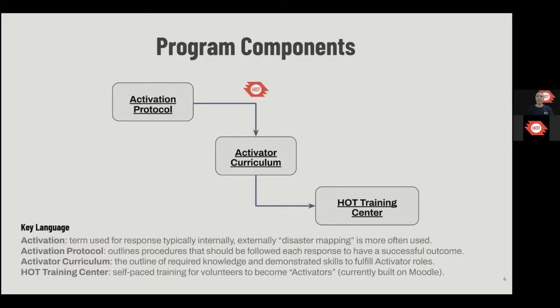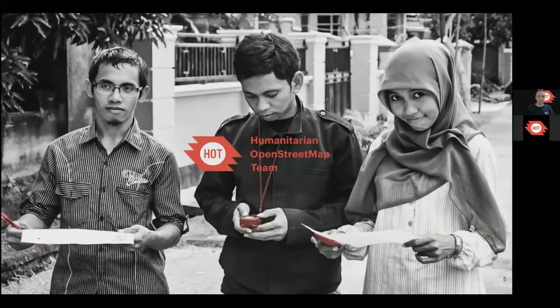I've been trying to come up with a metaphor for how this works, and what I've come up with is that the activation protocol is basically like a blueprint of a house or a structure. The curriculum is like what people need to know. The electricians need to know something different than the plumbers, et cetera, in order to put the house together. So that's this 3-part system, if you want to think of a metaphor to go along with it.